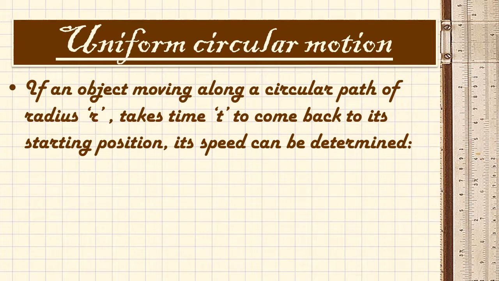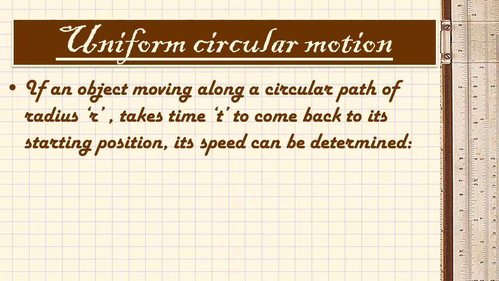If an object moving along a circular path of radius r takes time t to come back to its starting position, its speed can be determined. So students, here it is given that an object is revolving in a circular path with a radius r, and it will take time t to come back to its original or starting position.